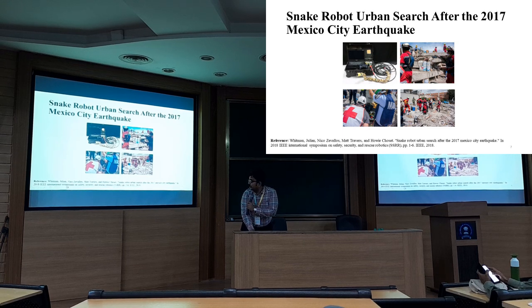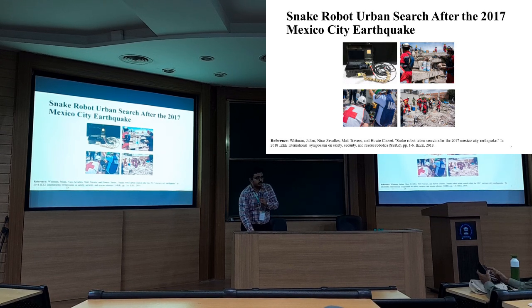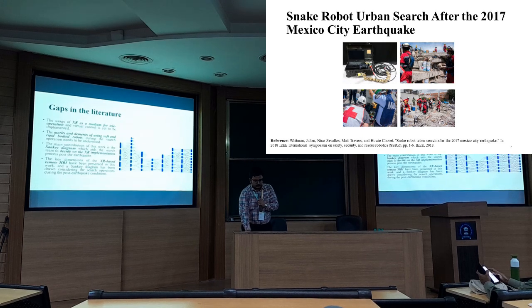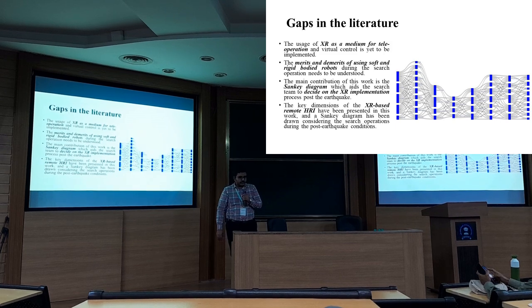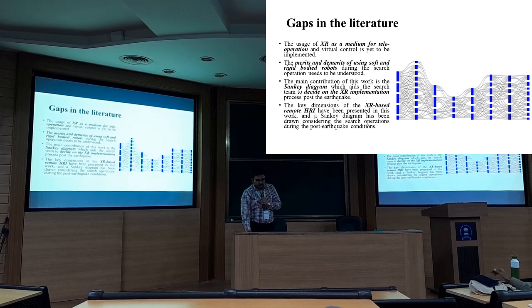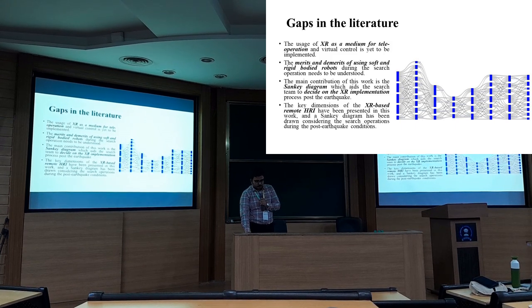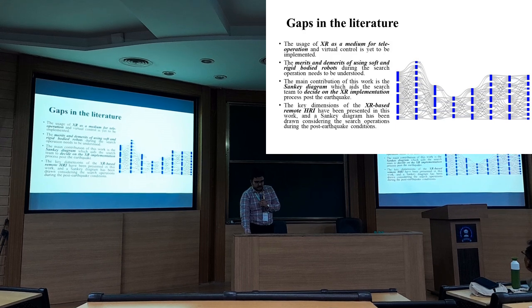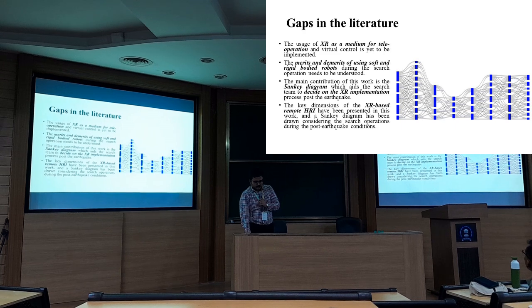As you can see over here, the person is holding a bucket on top so that they can see the laptop screen properly and control the robot in the way they expect. These kinds of problems occur when they actually take the robot to the field. So the gap in the literature is as follows. Extended reality as a medium for teleoperation is yet to be implemented. The merits and demerits of soft robots and rigid body robots need to be understood, and the Sankey diagram with the key dimensions has to be implemented.